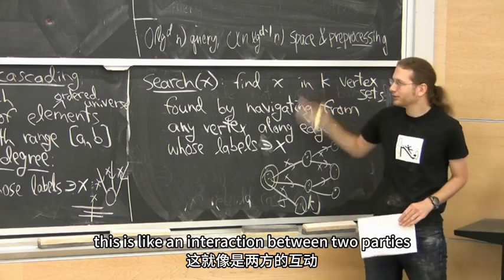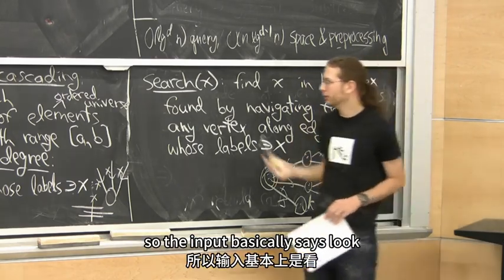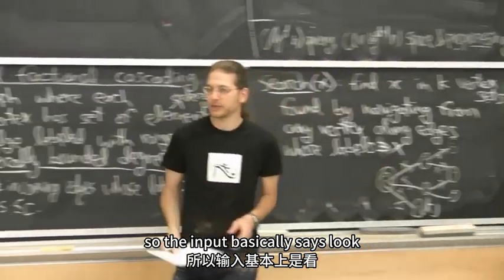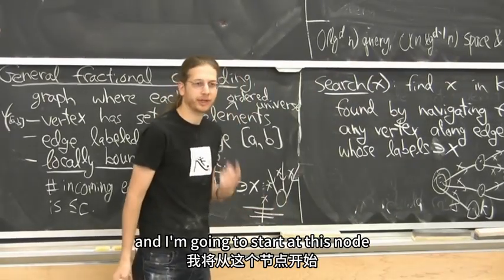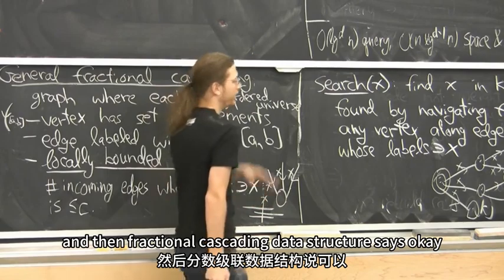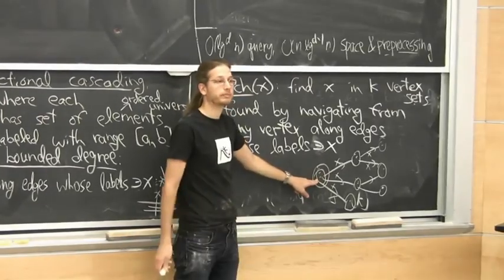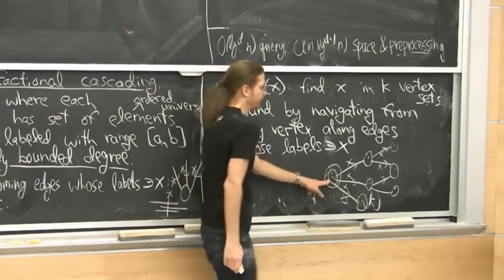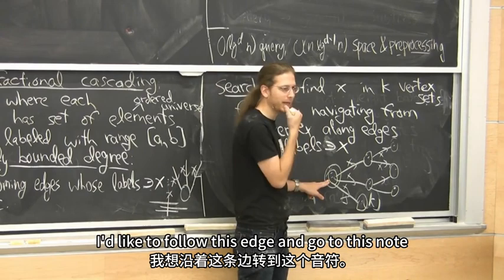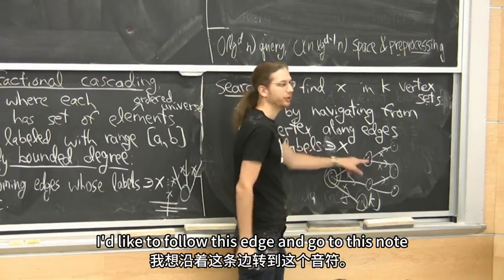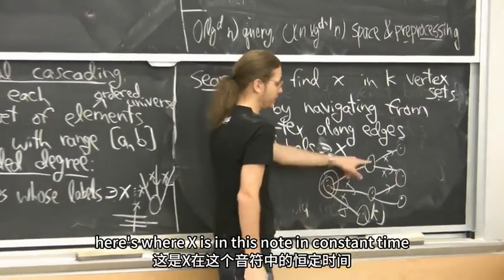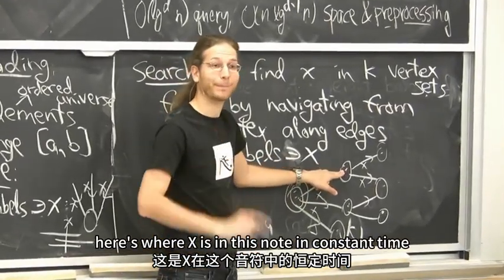So imagine this is like an interaction between two parties. The input basically says, look, I'm searching for x, and I'm going to start at this node. And then the fractional cascading data structure says, OK, here's where x is in that node. Tells you immediately. Then the input says, OK, I'd like to follow this edge and go to this node. And fractional cascading says, OK, here's where x is in this node in constant time.